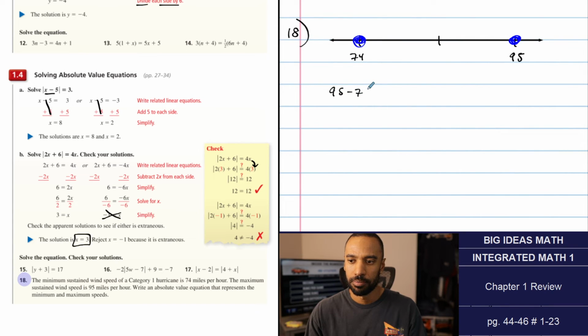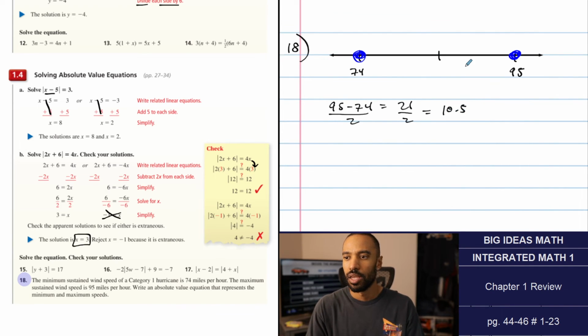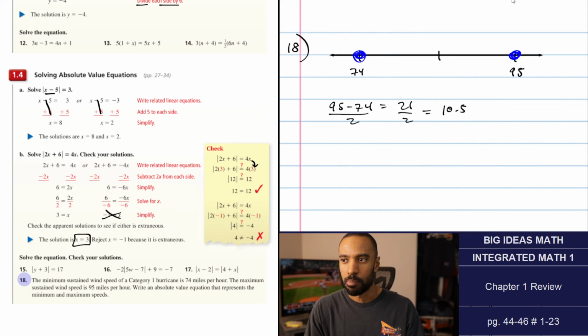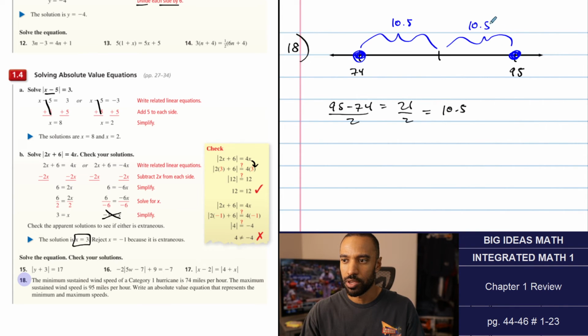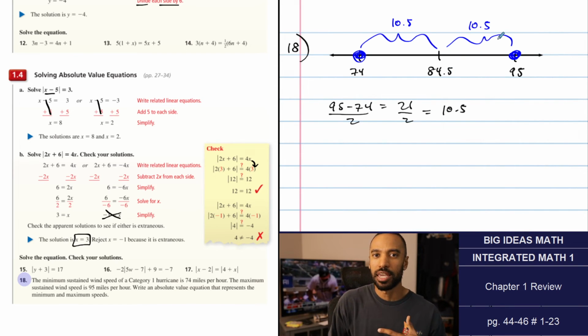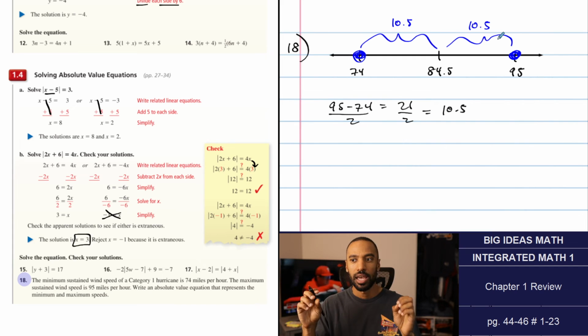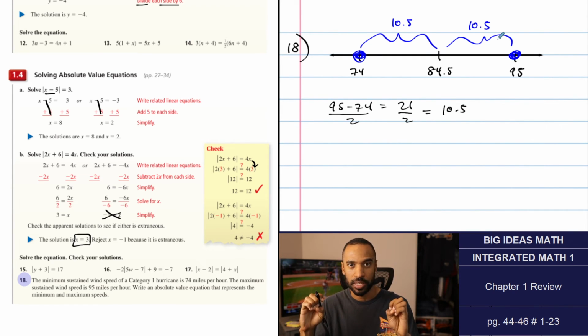95 minus 74 is 21. And we'll take half of 21. This time I'll write it as a decimal, 10.5. Half that distance is the middle value of 74 plus 10.5 or 95 minus 10.5. Whichever way you go, you should get 84.5. Now, 84.5 matters here because the difference between any number in your set and 84.5 has to be within 10.5 units of either direction of that number, which leads to 74 and 95.